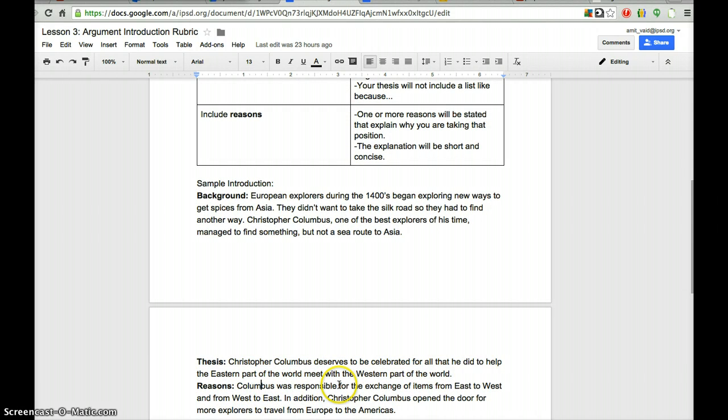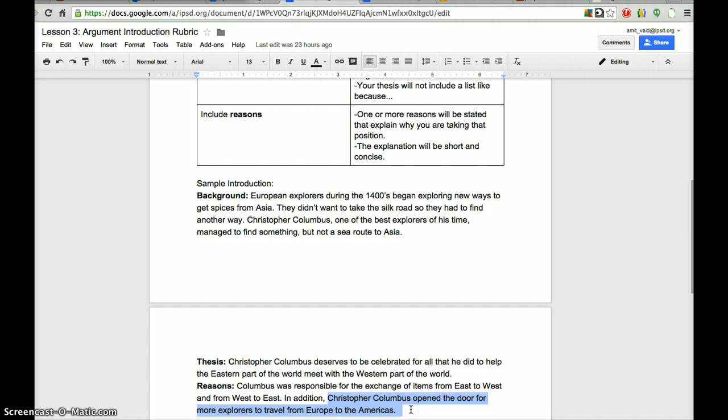Columbus was responsible for the exchange of items from east to west and from west to east. That's reason number one why we should celebrate him for all that he did to help the eastern part of the world meet with the western part of the world. And reason number two, Christopher Columbus opened the door for more explorers to travel from Europe to the Americas.